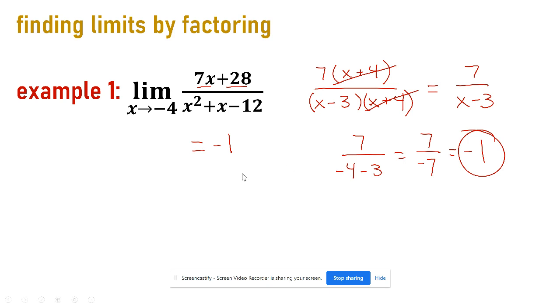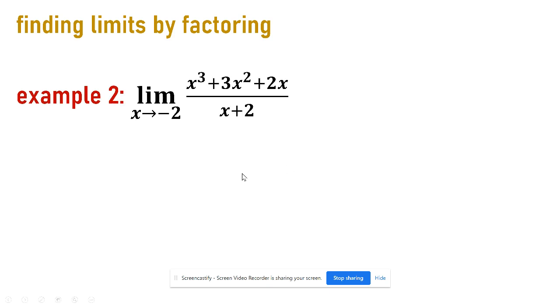So let's do one more here. Same idea. We have x approaching -2 this time. If you were to plug a -2 in for x, you would get a 0 on the bottom. So that gives us a problem. But again, if we can factor it, we might be able to get rid of that problem and get something we can work with.